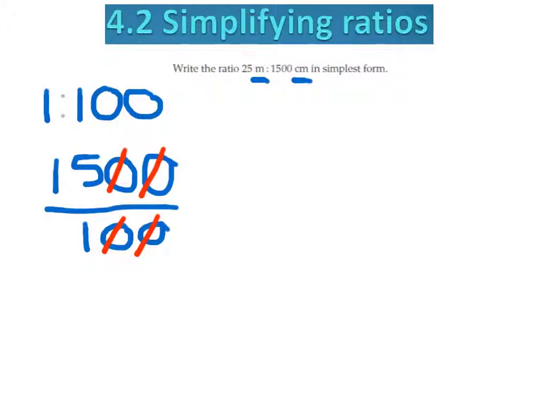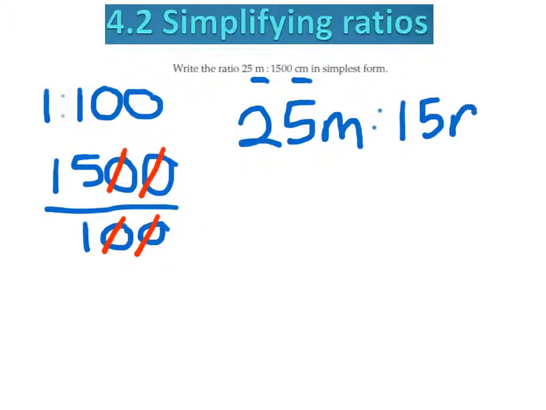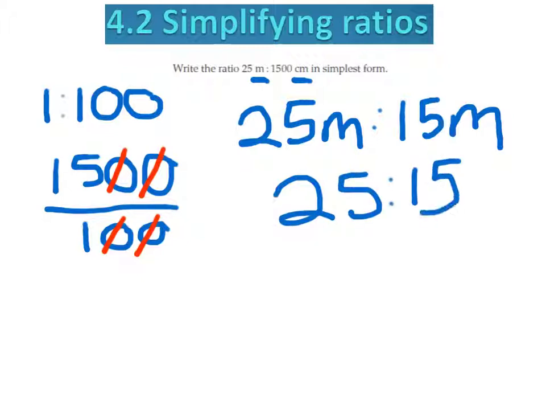So now I've got my new ratio of 25 metres to 15 metres. So that's our first step. The next step that we have to do is actually ignore the metres. So it now becomes a ratio of 25 to 15, because we've got them both in the same unit.